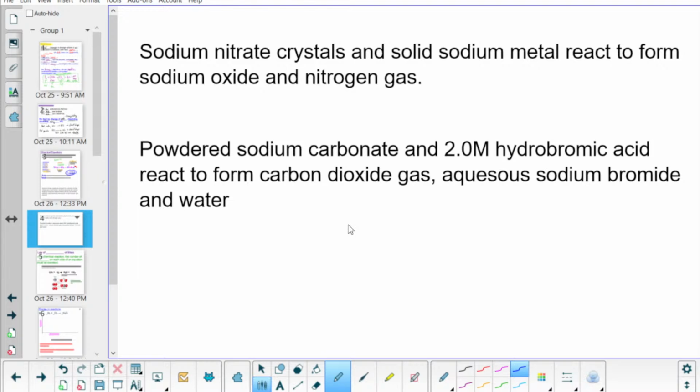A reaction with carbon dioxide gas. I need a plus sign between that and the last one. The only thing I'm missing. And aqueous sodium bromide and water. There you go. Yeah, it's a lowercase L, just to be pedantic, but good. Nicely done. How about the groups?